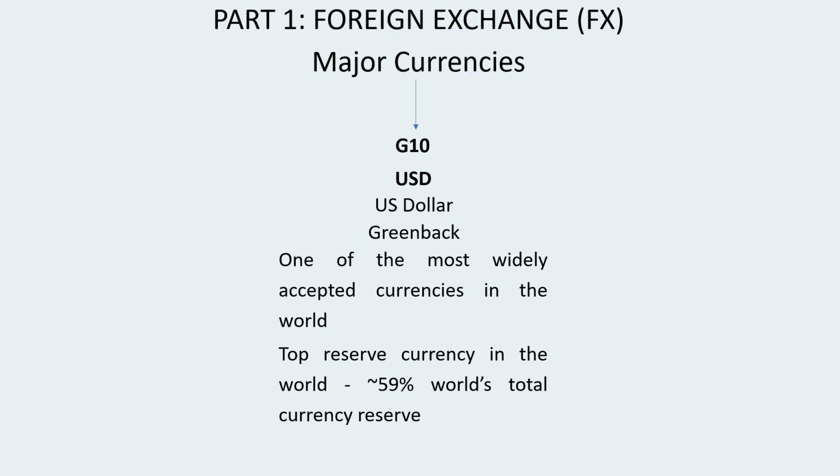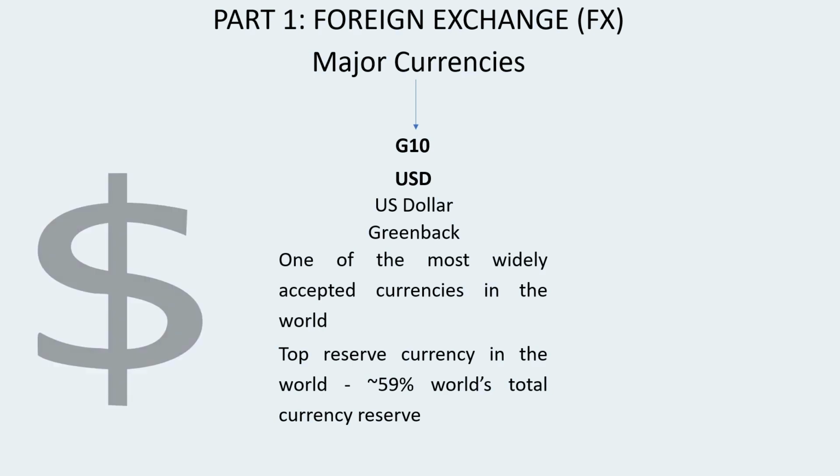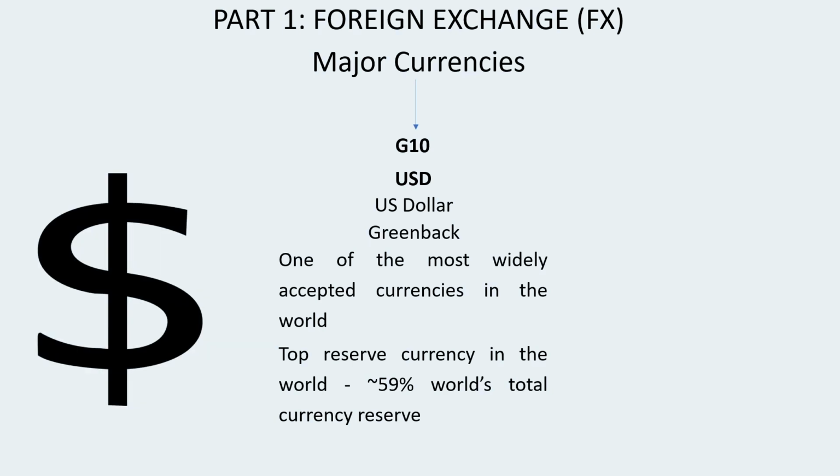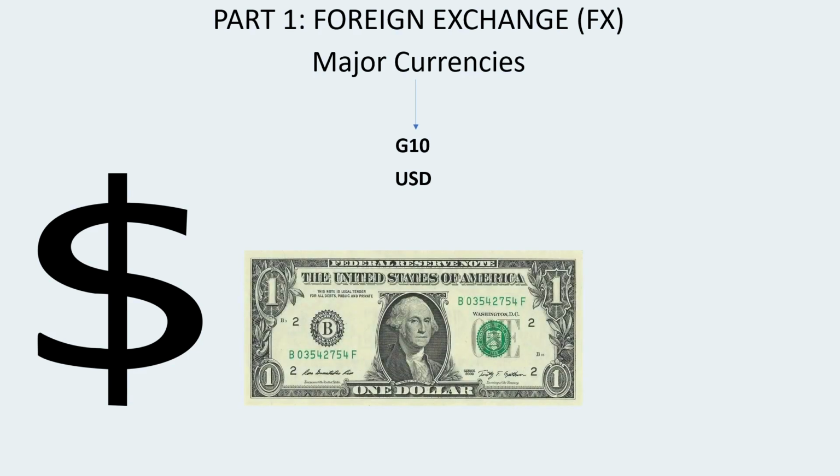The reserve currency can be used in international transactions and international investments, and the USD makes up 59% of the world's total currency reserve. Just to put things into perspective, the second place is the euro with only 21.2%. So USD being a big chunk of the world's reserve currency is one of the major reasons why it is widely accepted in many countries, if not all countries. And this is the symbol, and this is an example of how the dollar note looks like.